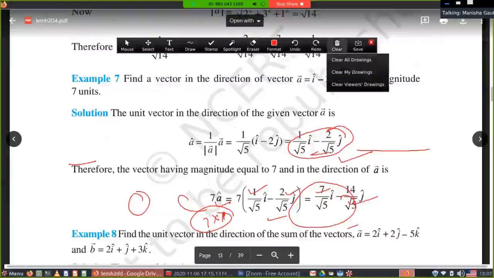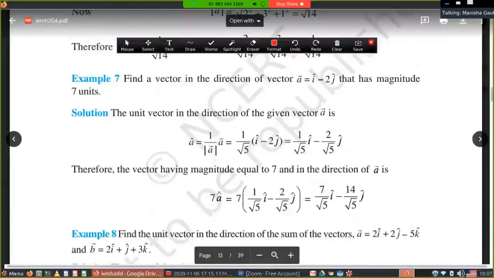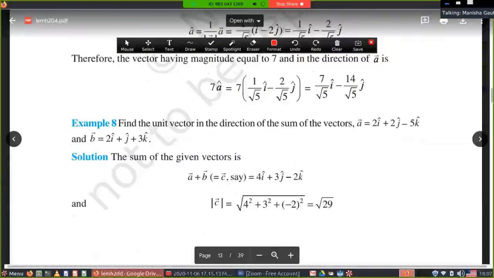Find the unit vector in the direction of the sum of the vectors this and this. It means first of all you have to add these two vectors.